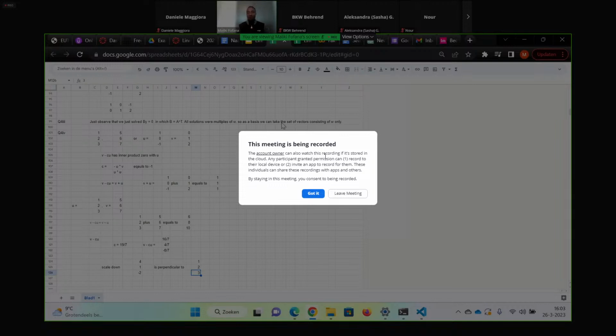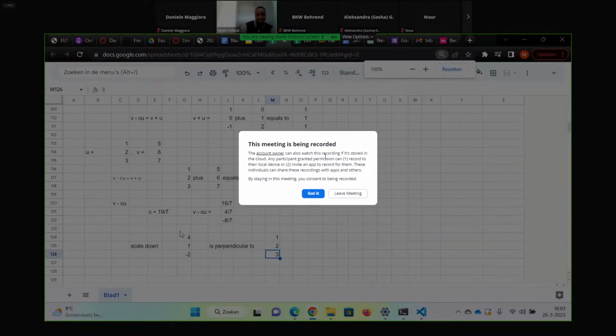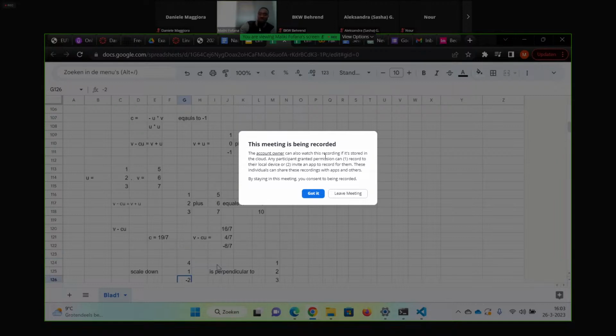But how can one vector span a space? How do you mean? So we have this scaled down vector, right? Let me zoom it in again. We have the scaled down vector, which is this. Yeah, and the question says find an orthogonal basis for R3. So how can something be orthogonal if it's just one vector? You need two to be orthogonal, right? Otherwise you don't have an angle between.